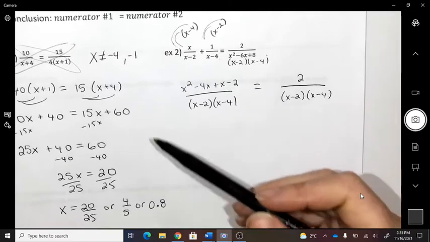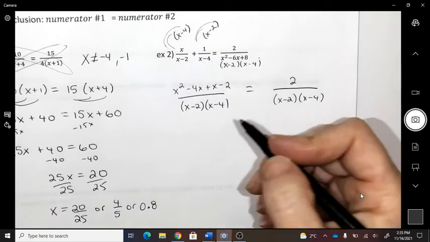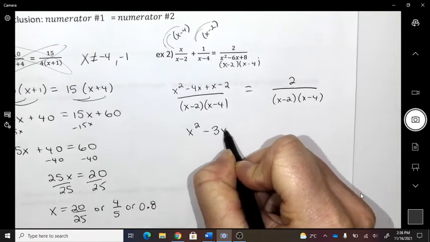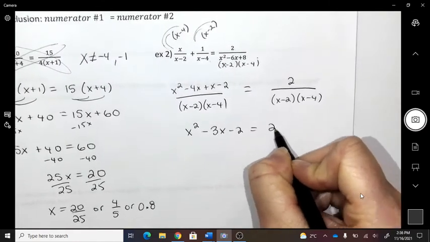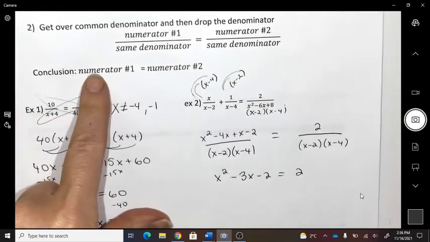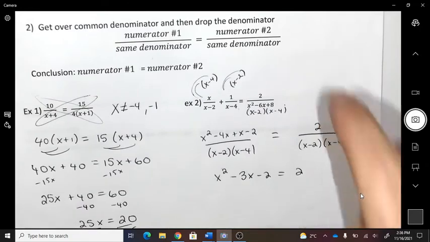Okay, so this is why I call it common denominator drop, because now we can drop that off. So I'm going to make the statement x squared minus 3x. I just put those together. So this top has to equal that top. So the numerator of the one has to equal the numerator for the second one.